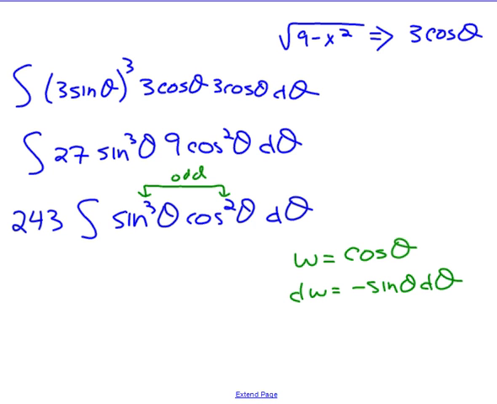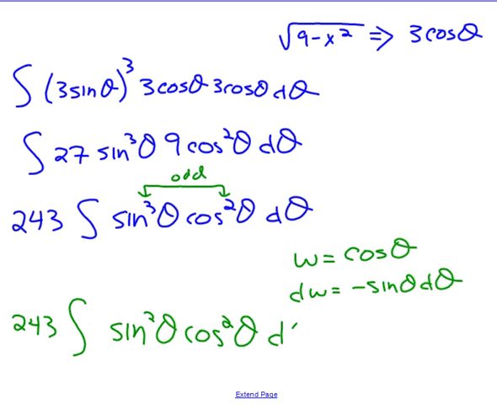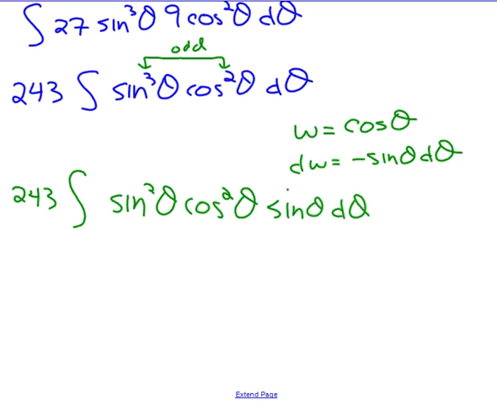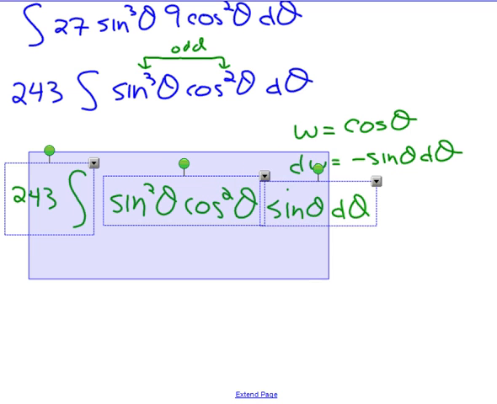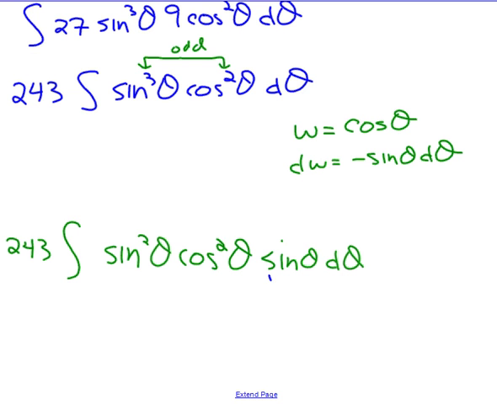And how we make this work is I'm going to keep my 243. I'm going to steal one of my sines. So I have sine squared theta, cosine squared theta, d theta. And then I'm going to put the stolen sine out here: sine of theta d theta. And I'm trying to replace everything with something about w. I know that this part right here is related to the dw. It's the same as that. So negative dw is sine theta d theta. So I have that covered.